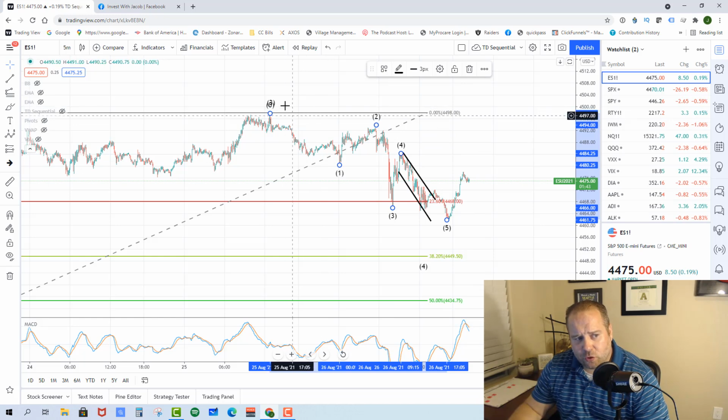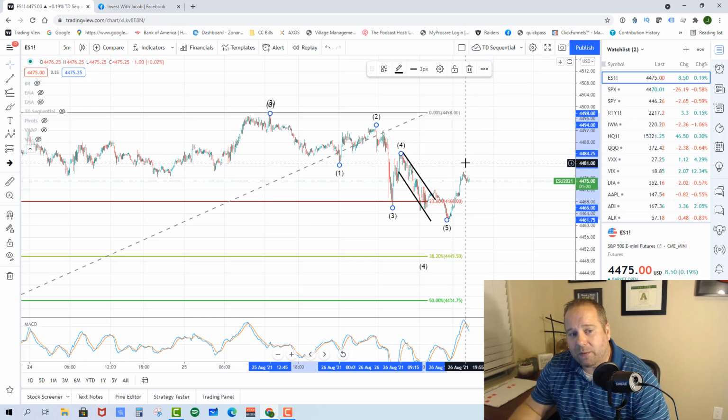Okay, so there's two ways to interpret this move down. The first is the 5 waves that I have marked here. Wave 1 down, wave 2 bounce, wave 3 down, wave 4 bounce, and then wave 5 down happened in the overnight. If that's the case, this is 1 of C down, all right? And then this bounce right here that we're seeing is 2 of C up, and this is where we would normally look to enter a short trade.